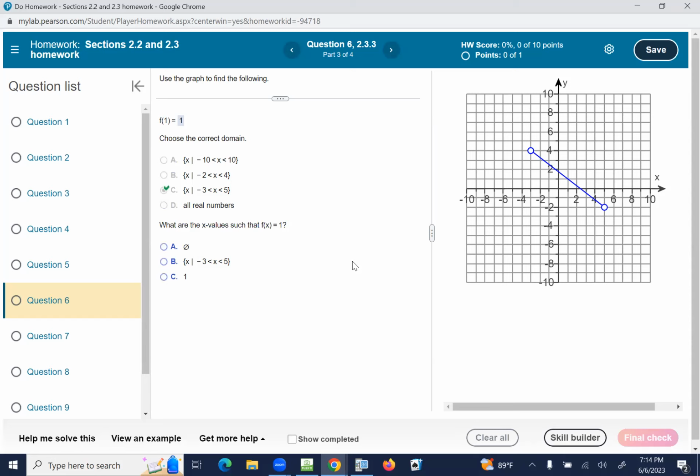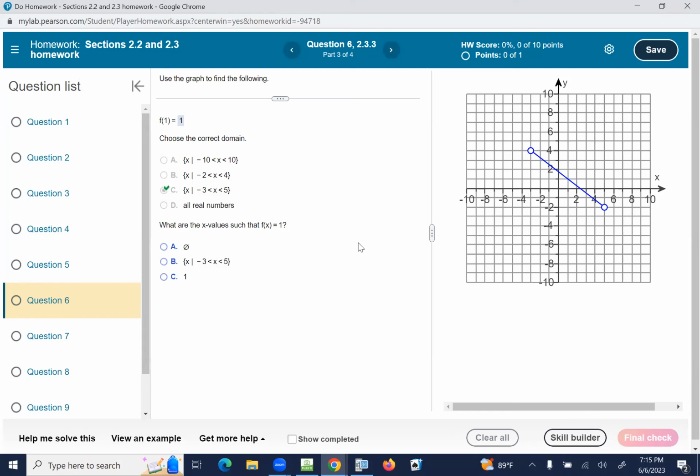So now here's a trick. On this one, they're saying what x values such that f of x equals 1. So what that means is, at what x values do you have a y value of 1? See, this time they're not putting the 1 in the parentheses where the x is. They're saying it has to equal 1. Well, when they do that, they're giving you that y value of 1.